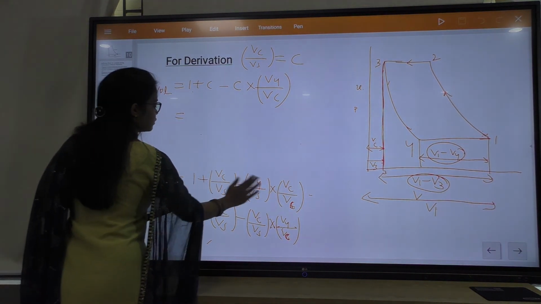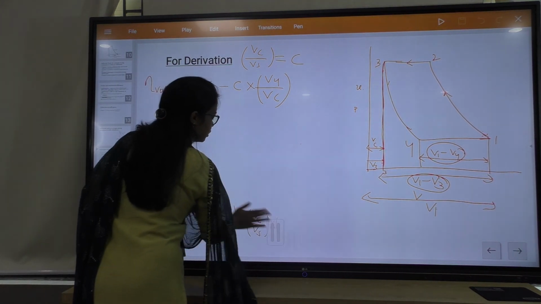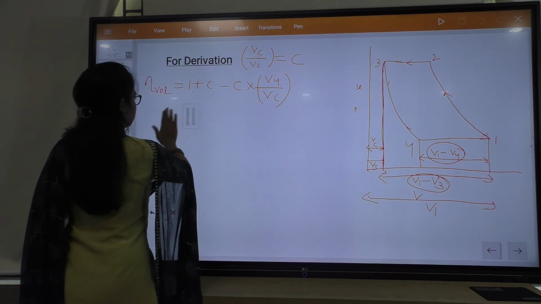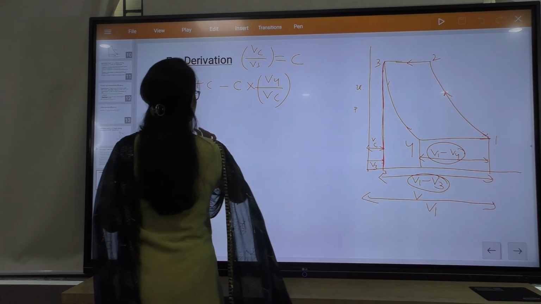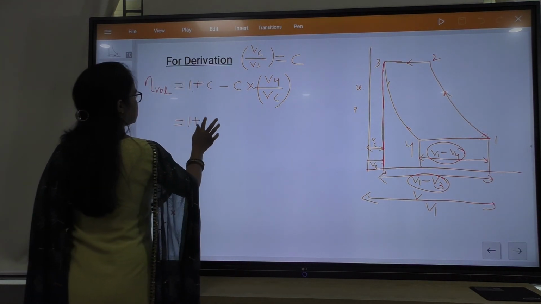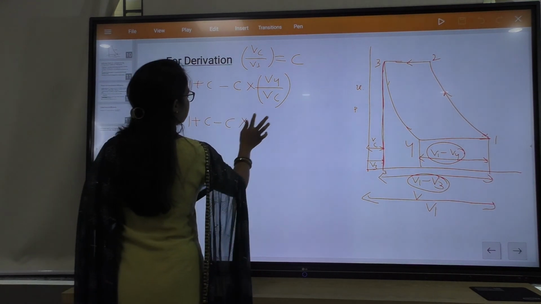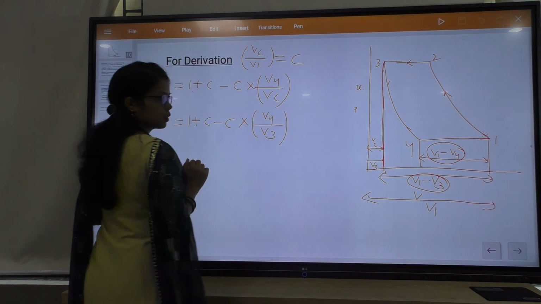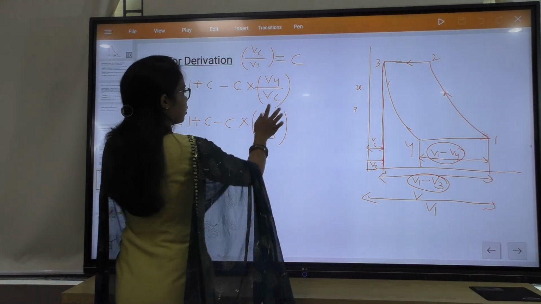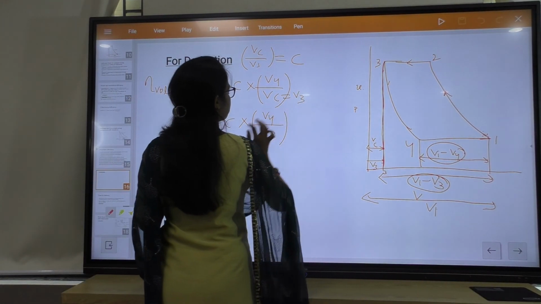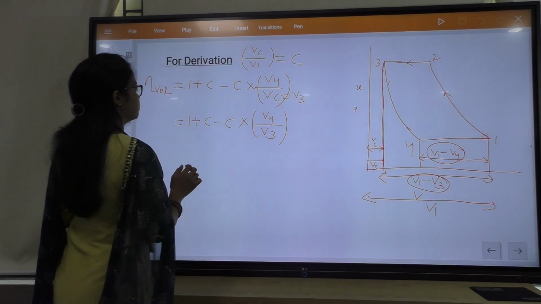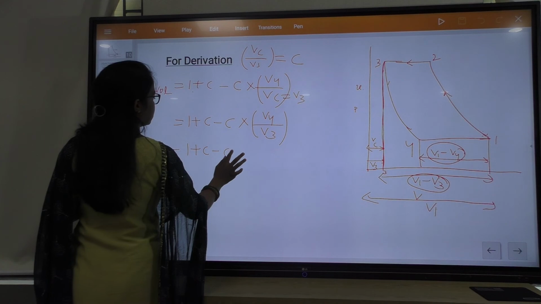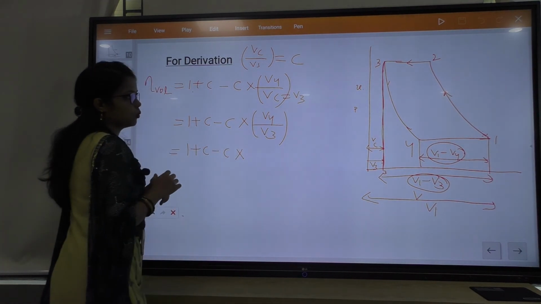So in the next step, I am erasing it. In the next step, that is equal to 1 plus C minus C into V4 divided by V3. And what is V3? V3 is the clearance volume. V4 is Vc is equal to V3. V3 is the clearance volume. So, you can write 1 plus C minus C into, what is V4 by V3?